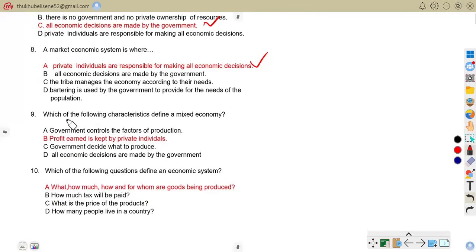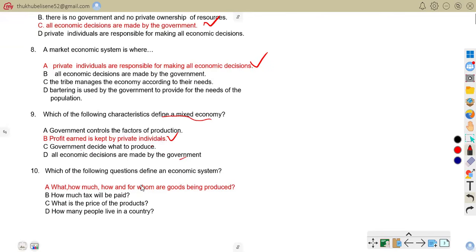Number nine. Which of the following characteristics define a mixed economy? Government controls the factors of production; profit earned is kept by private individuals; government decides what to produce; all economic decisions are made by the government. The correct answer is B, profit earned is kept by private individuals. That is number nine.